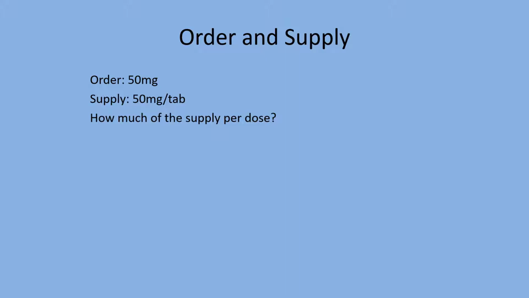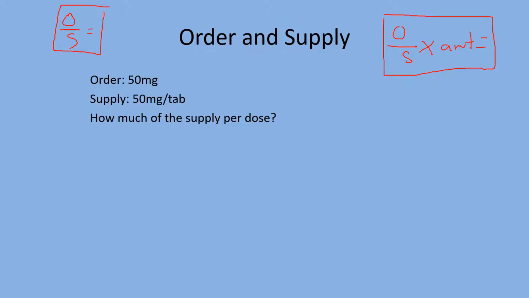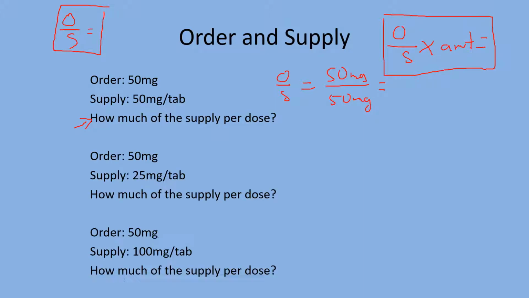All right, order and supply. Easy, right? Either you just do order over supply, but make sure everything is in the same units. Order over supply times the amount if the dosing unit is anything different than 1. So for this example, what's our order? 50 milligrams. Our order is 50 milligrams, and our supply is 50 milligrams, so all we need to deliver is 1. Right? So it just takes 1.